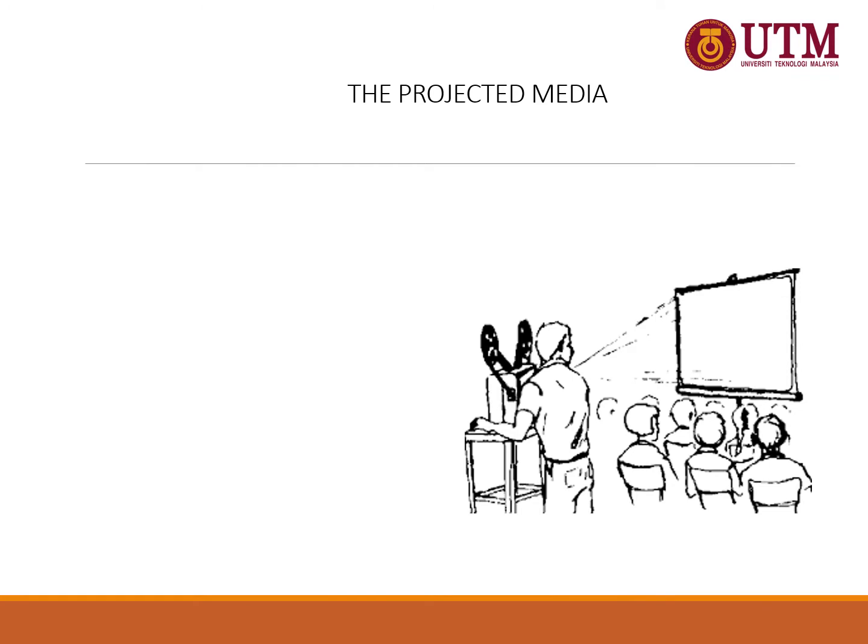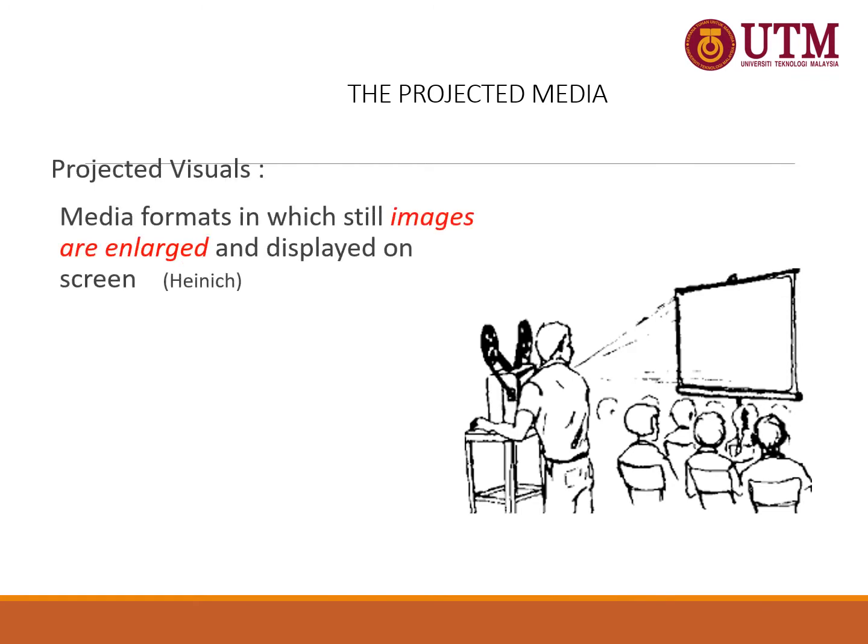So how could we define projected media? Projected media could be any media formats in which still images are enlarged and displayed on a screen. And it's not about only still images. We can also enlarge movies or films using the LCD. So anything that is actually projected and enlarged to be displayed in front of an audience is called projected media.